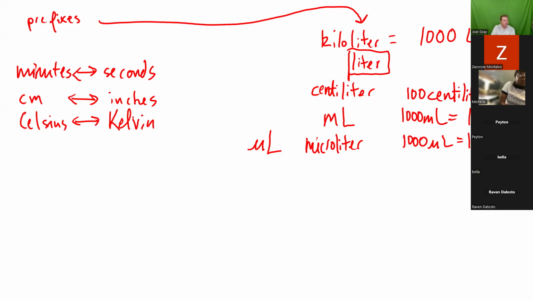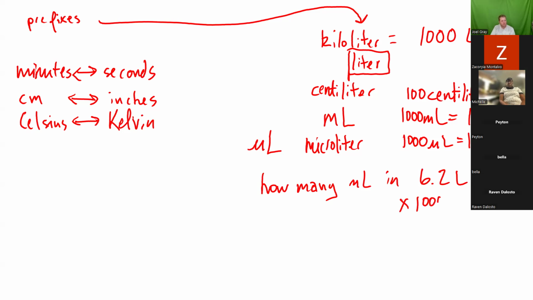So a question that I like to ask is, how many microliters in 6.2 liters? And the way that you do that is you say, okay, 1 liter is 1,000 milliliters. So I'm going to multiply this by 1,000. What will that get me? That gets me 6,200 milliliters. If I'm asked about microliters, what should I do with that 6,200? Add to the chat what you think I should do.